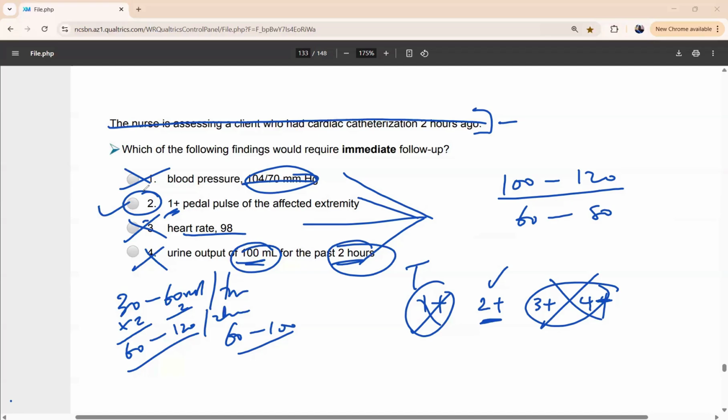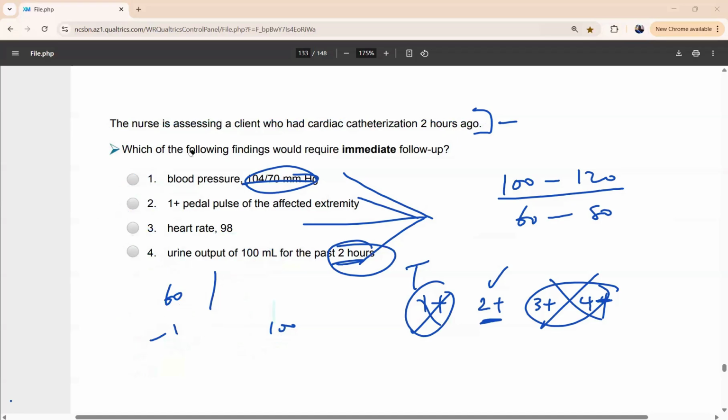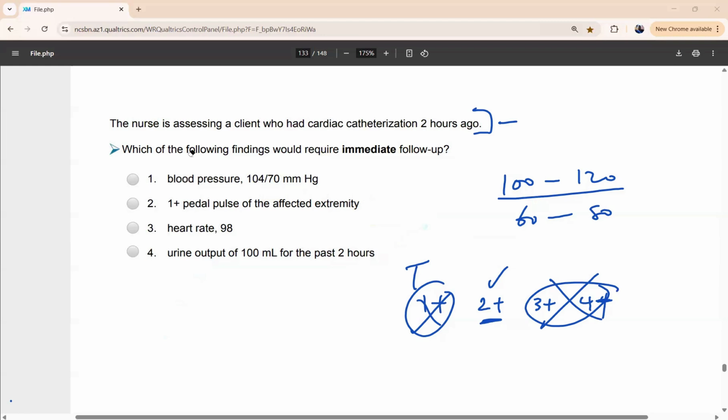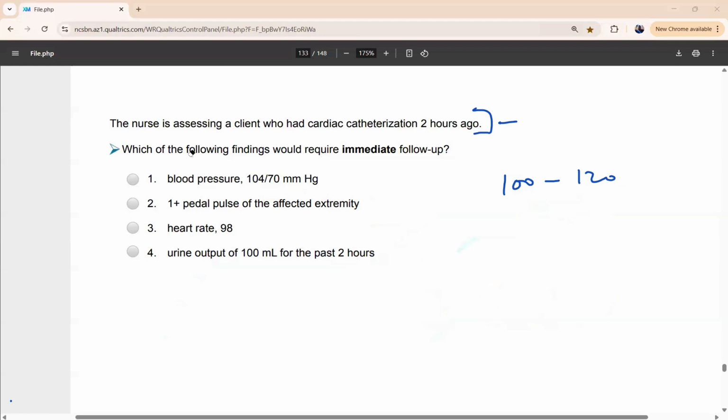That's the reason I always tell students, when you are reading your question, always know who is carrying out the procedure. Is it a nursing procedure? Is it a medical doctor procedure? So that you can easily think through the answer. Am I making sense?